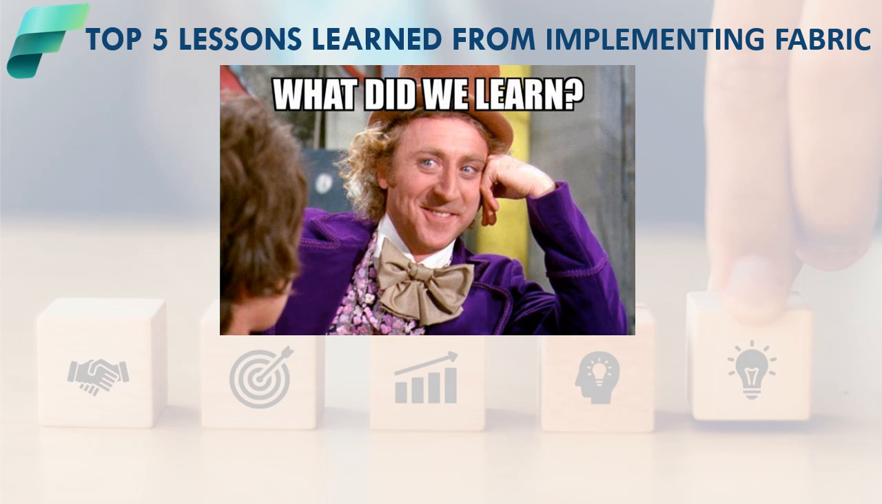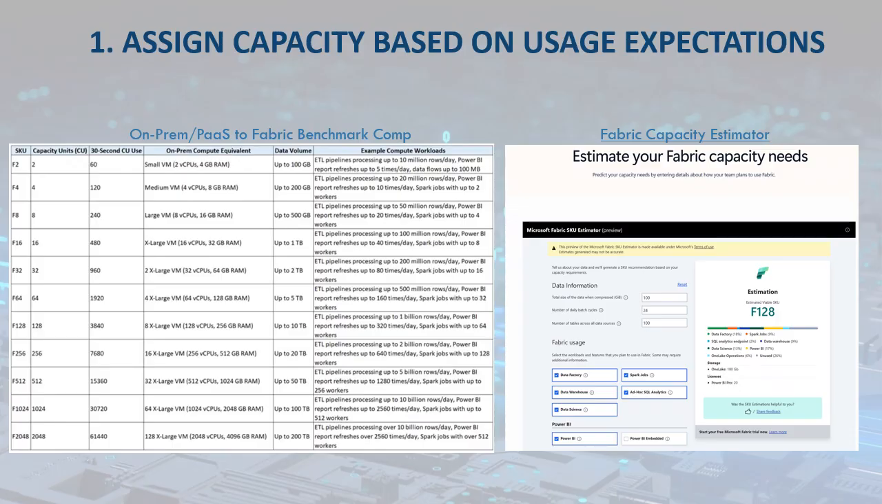In this section, I'll go over the top 5 lessons learned from implementing Fabric. Effective capacity planning in Microsoft Fabric begins by benchmarking current workloads, whether it's on-premises or cloud, using tools like the Fabric Capacity Estimator. This ensures that you right-size capacity to balance performance and cost, avoiding over or under provisioning. Regular reviews and adjustments of capacity as usage evolves is critical.